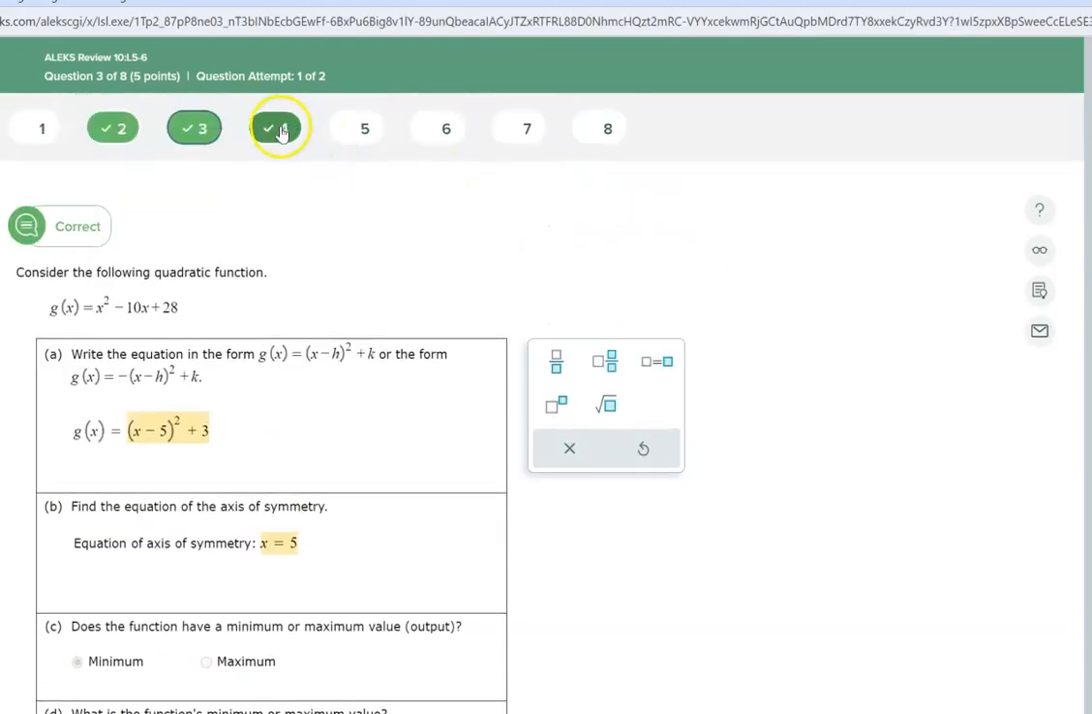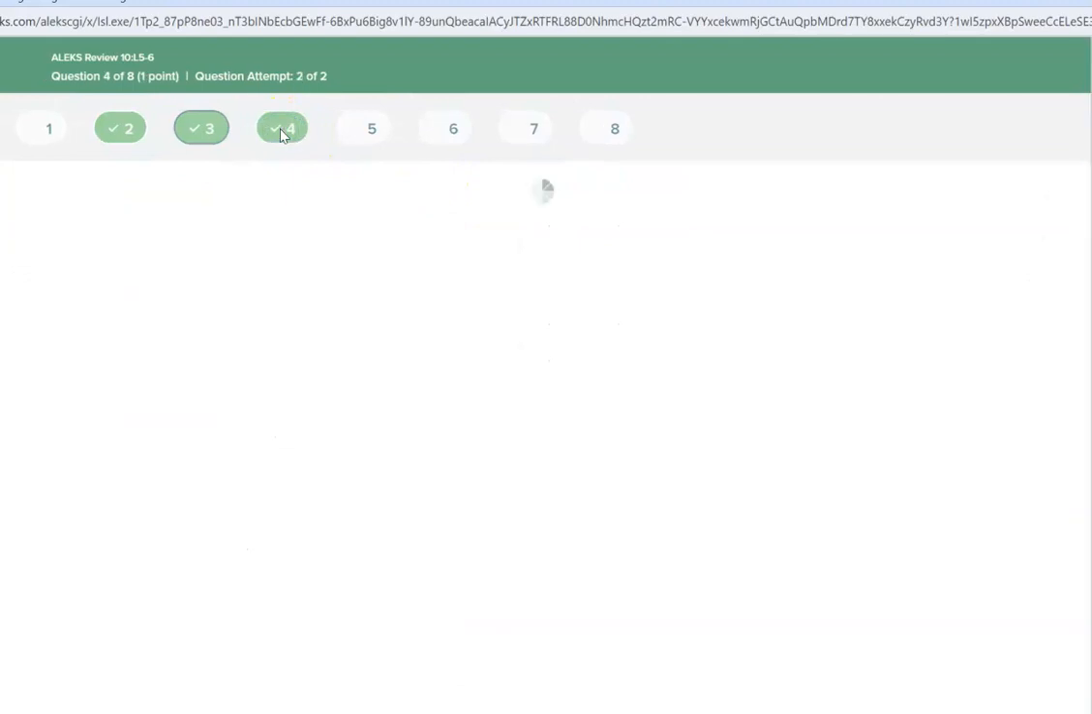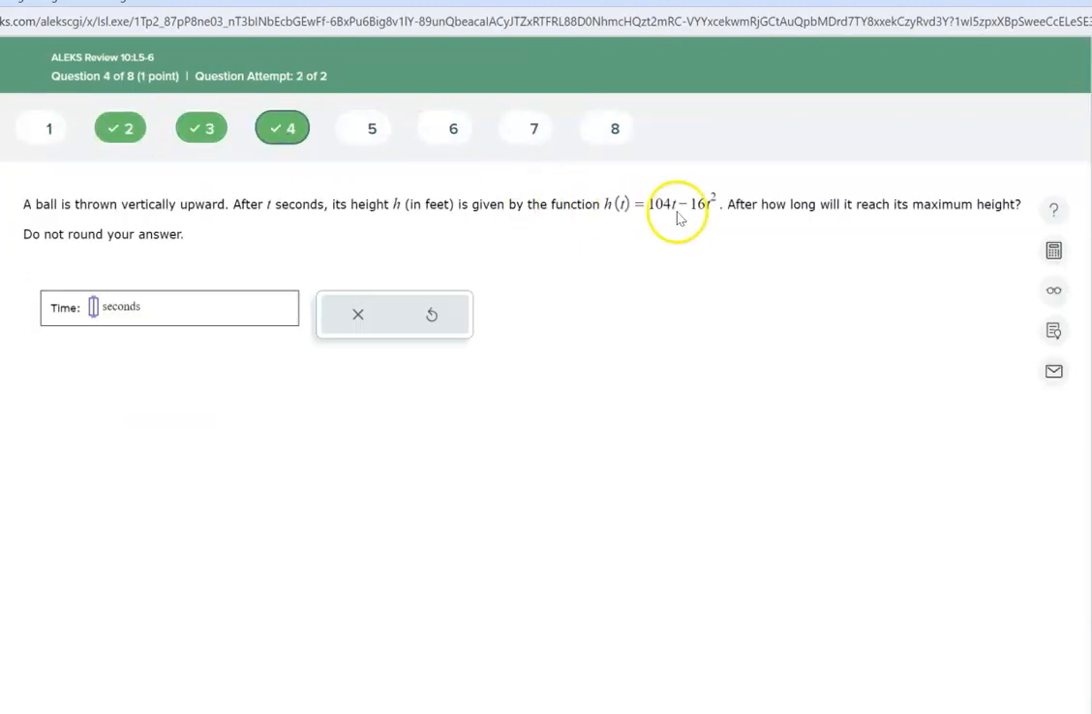Okay, and then question 4. Question 4 says a ball is thrown vertically upward. After t seconds, its height, h in feet, is given by the function h of t equals 104t minus 16t squared. After how long will it reach its maximum height? So we're finding the vertex, and we're looking at the x-coordinate of the vertex. So in other words, we're finding the axis of symmetry.